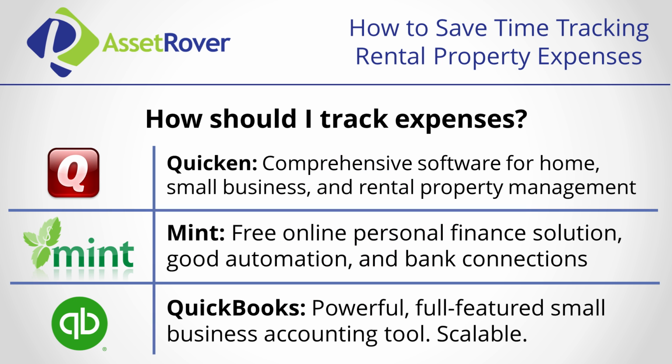Quicken is comprehensive software that is good for small businesses, for your own personal finance, and more recently, rental property management. Mint is an online personal finance solution. It's free, it has good automation, it links to all of your bank accounts seamlessly, except it really is limited to personal finance. The third one is QuickBooks. That's a powerful, full-featured small business accounting tool, and it's very scalable. The only issue we see with that is it may be a little too much for new investors just starting out with maybe only a few rental properties.